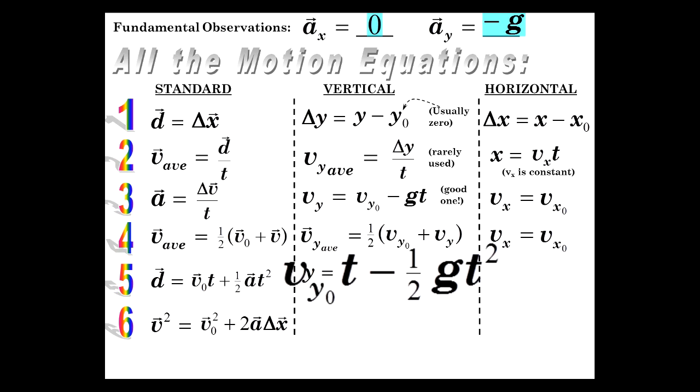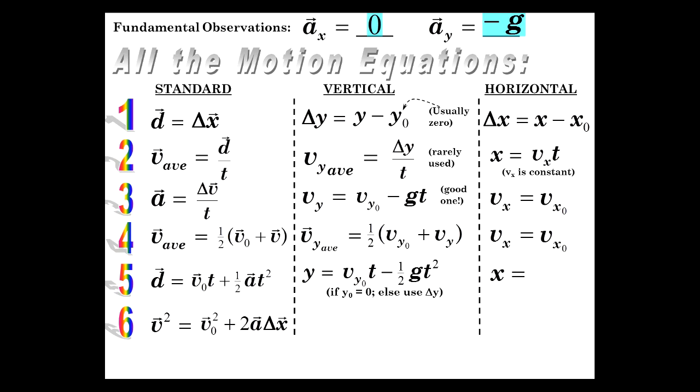Equation 5, y is equal to Vy0 t minus 1/2 g t squared. But that's really displacement in y. Assuming y0 is 0, then you'd have y is equal to y0 plus Vy0 t and then minus 1/2 g t squared. Or you could just put delta y here, which is y minus y0. Note that there's a difference. The plus went to minus. Why? Because my acceleration is negative g. That's why I put that minus sign there.